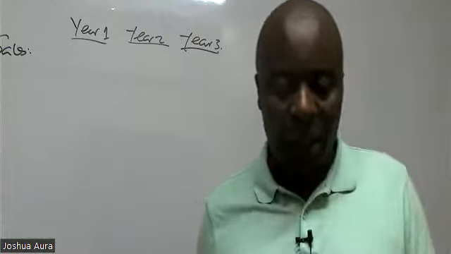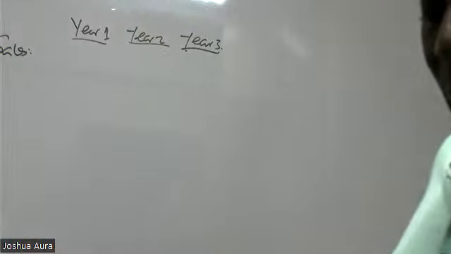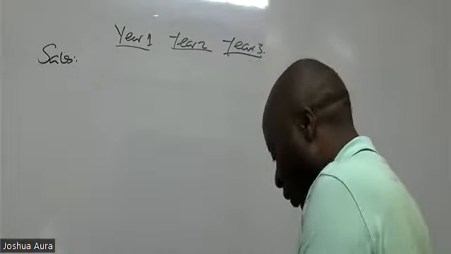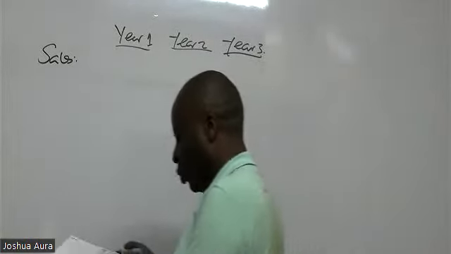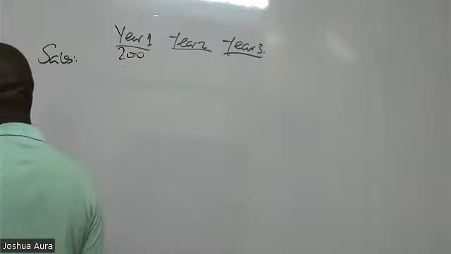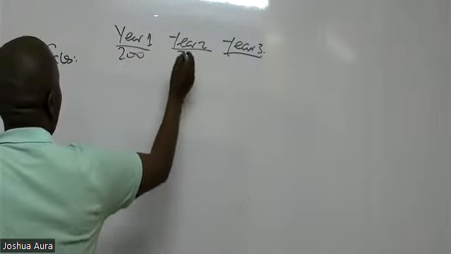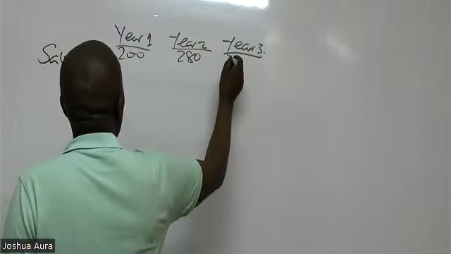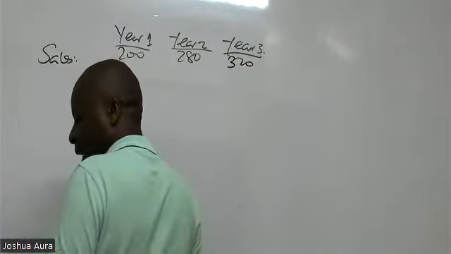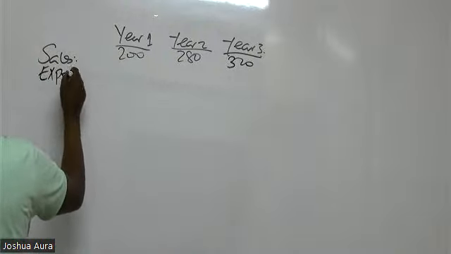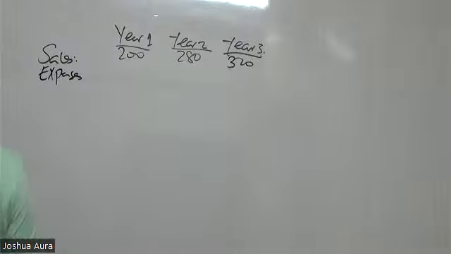Are you able to see our sales figures? For year 1, sales is 200. I want my figures to be in millions. So year 1 sales is 200. Year 2 sales is 280. Year 3 sales is 320. From there, I can see expenses. Expenses, I can see 120.